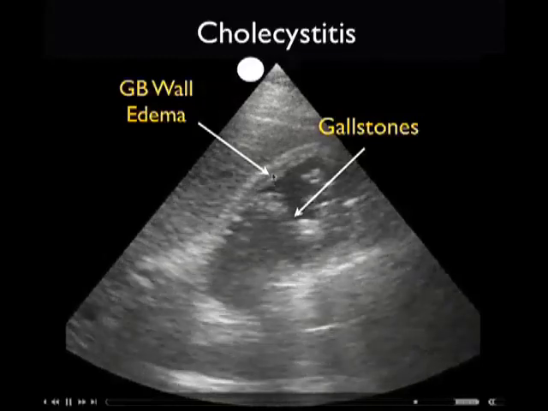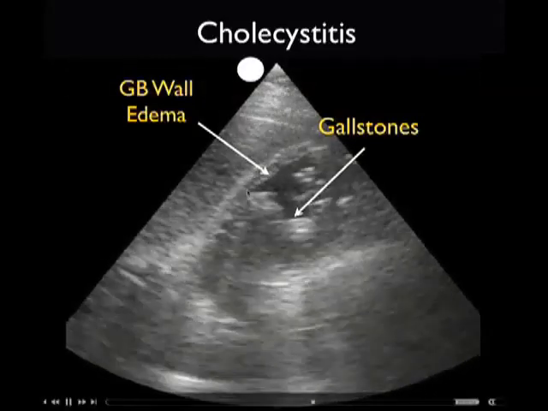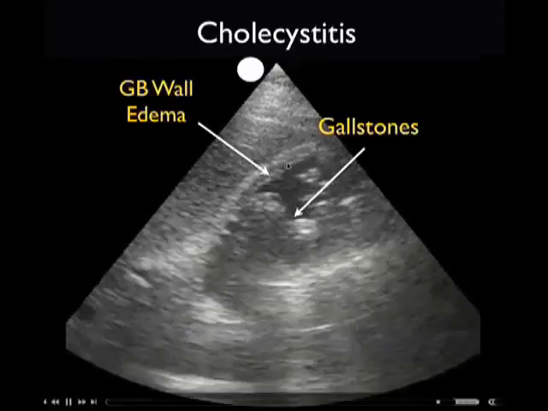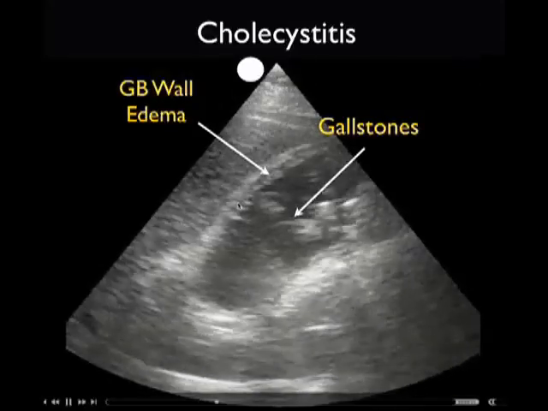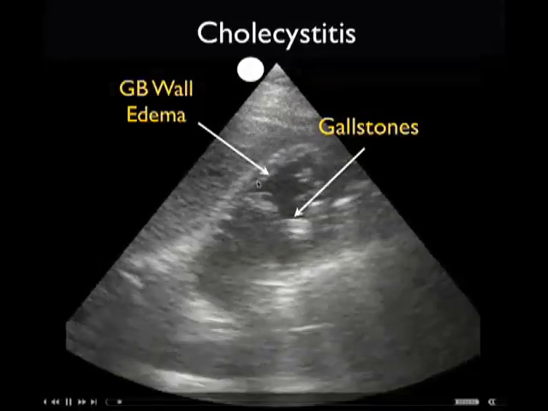And here with the small indicator arrow, I'm just going to trace out that area of gallbladder wall edema within that anterior wall of the gallbladder. Interestingly enough, at surgery, the gallbladder was found to be very edematous, inflamed, and the wall was necrotic.